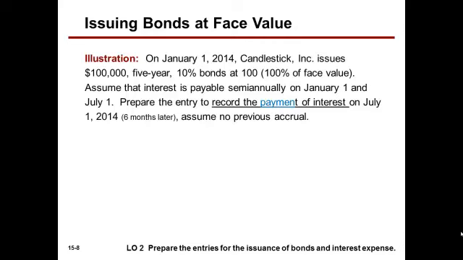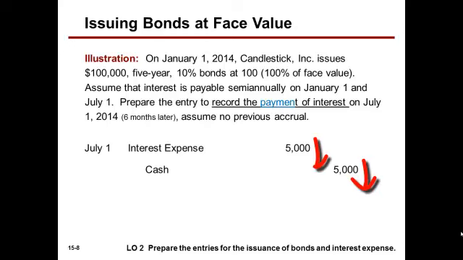Continuing the illustration, on these $100,000 bonds, 6 months later, when interest is due, and interest payable semi-annually is common, let's prepare the entry to record the payment of interest, assuming no previous accrual was made. On July 1st, we'll debit interest expense, $5,000. We'll credit cash, $5,000. Cash goes down, interest expense increases and lowers the equity portion of the balance sheet.